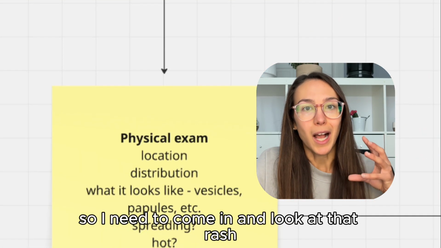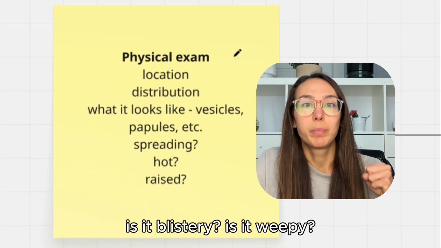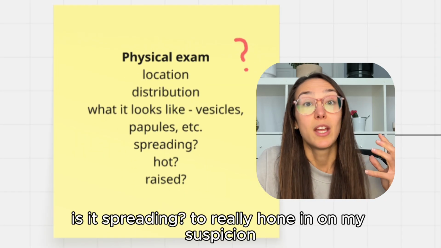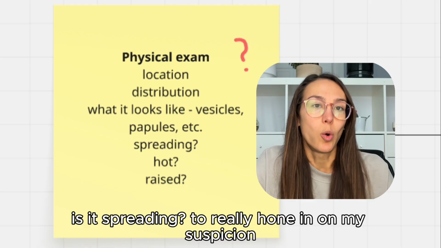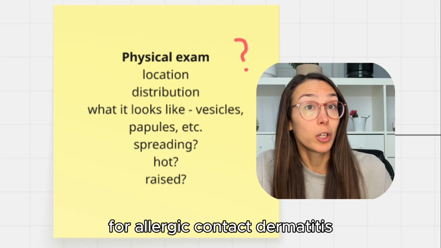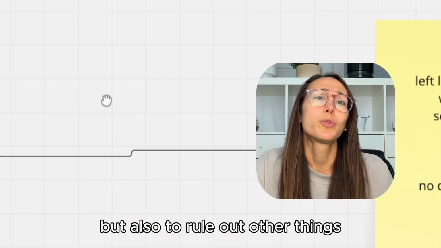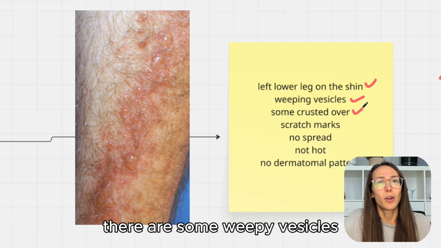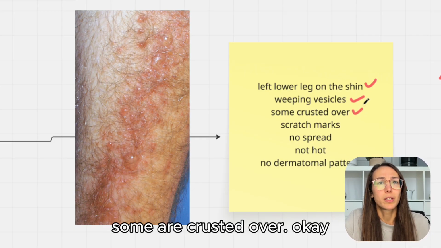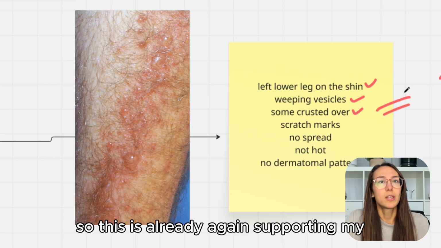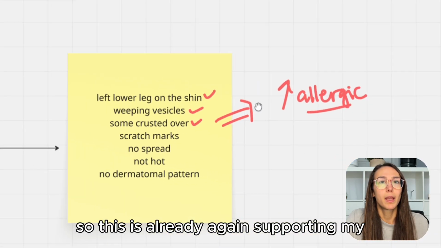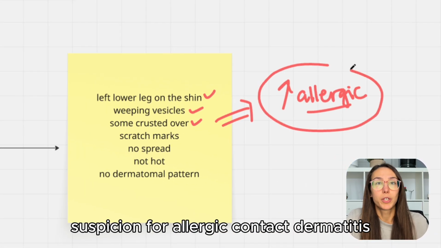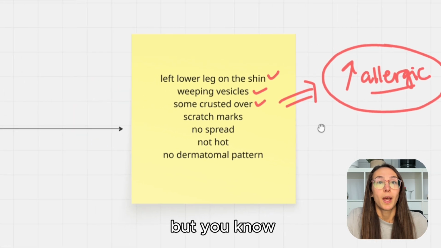So I need to come in and look at that rash. Is it blistery? Is it weepy? Is it spreading? To really hone in on my suspicion for allergic contact dermatitis, but also to rule out other things. So it's isolated to his left lower shin. There are some weepy vesicles, some are crusted over. Okay, so this is already, again, supporting my suspicion for allergic contact dermatitis.